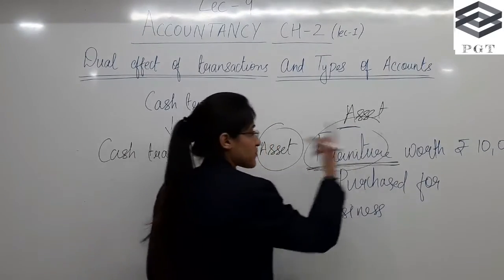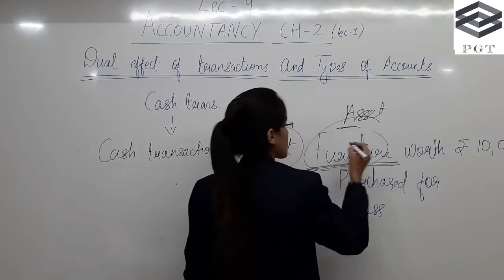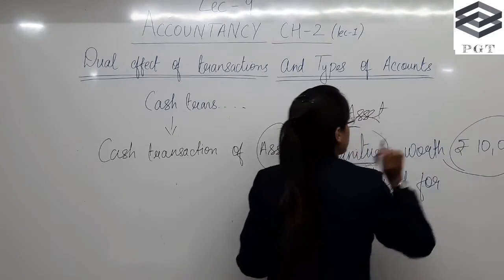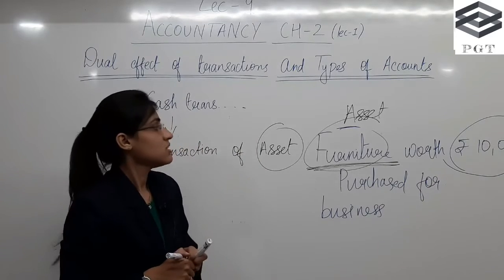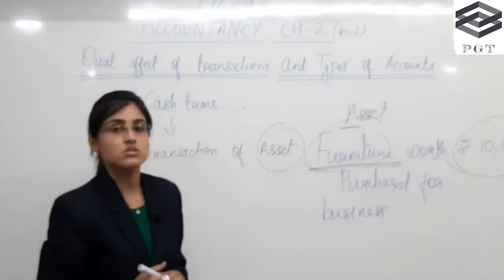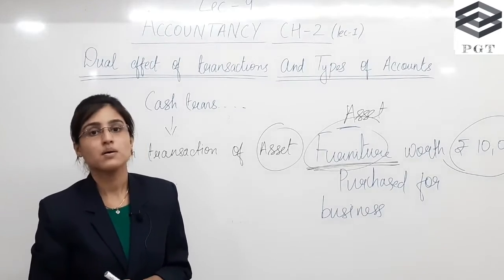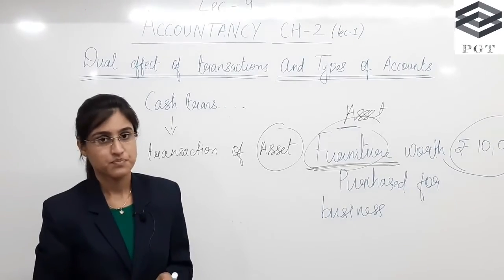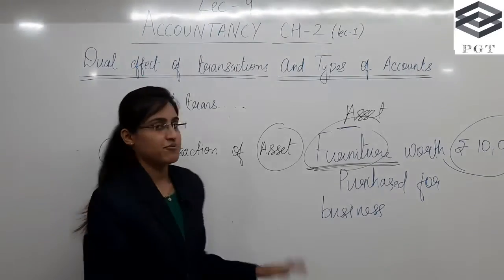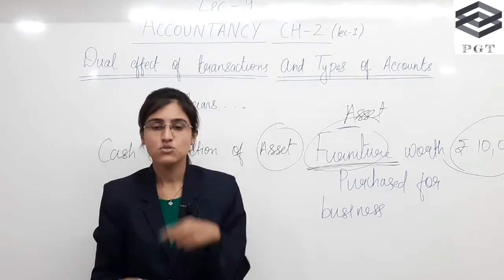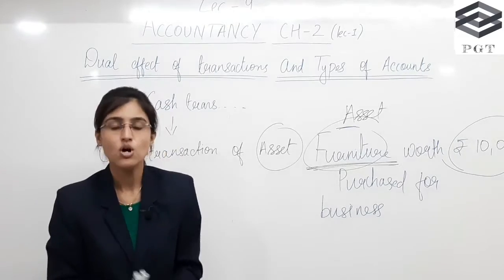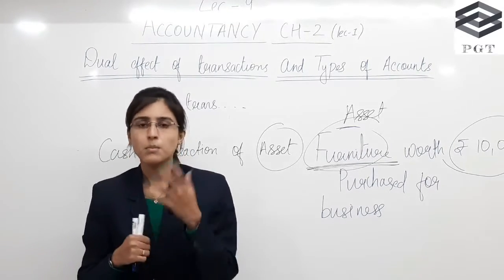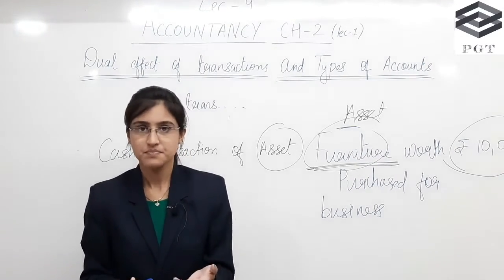Asset is purchased for business for how much rupees? For rupees 10,000. Yes, furniture worth rupees 10,000 is purchased for business. You have purchased an asset. You means consider yourself that you have purchased a furniture for your business. Suppose you are the owner.